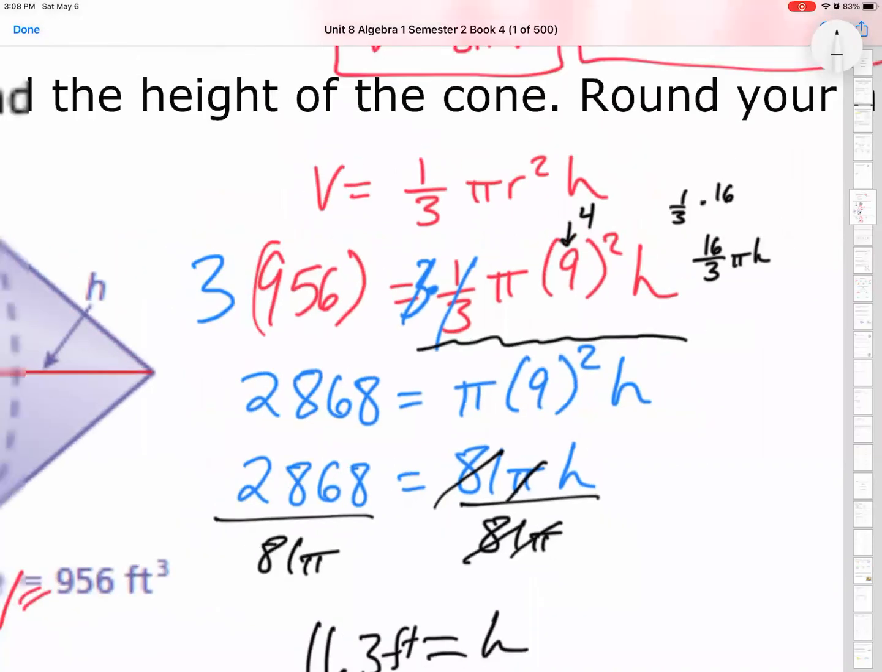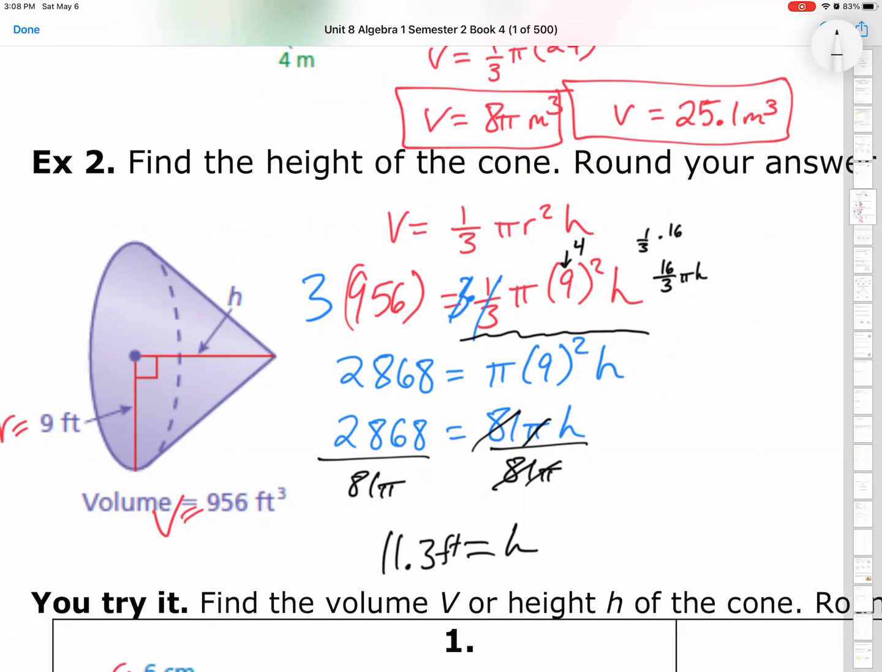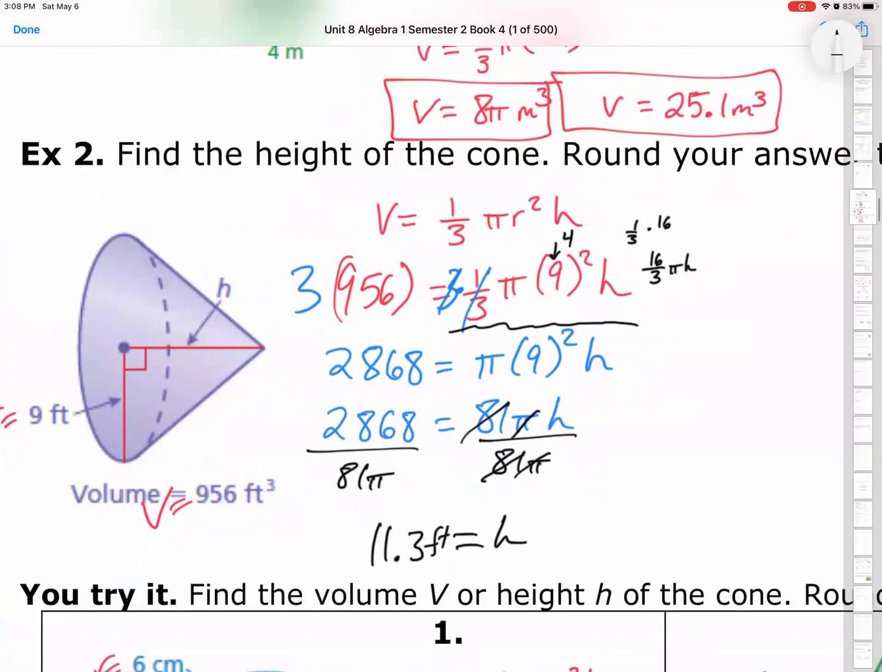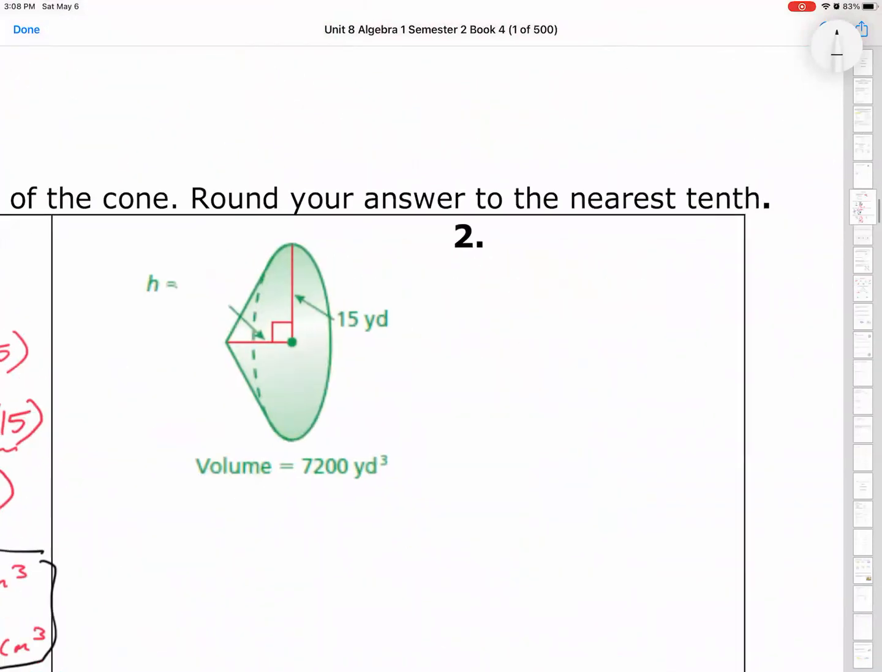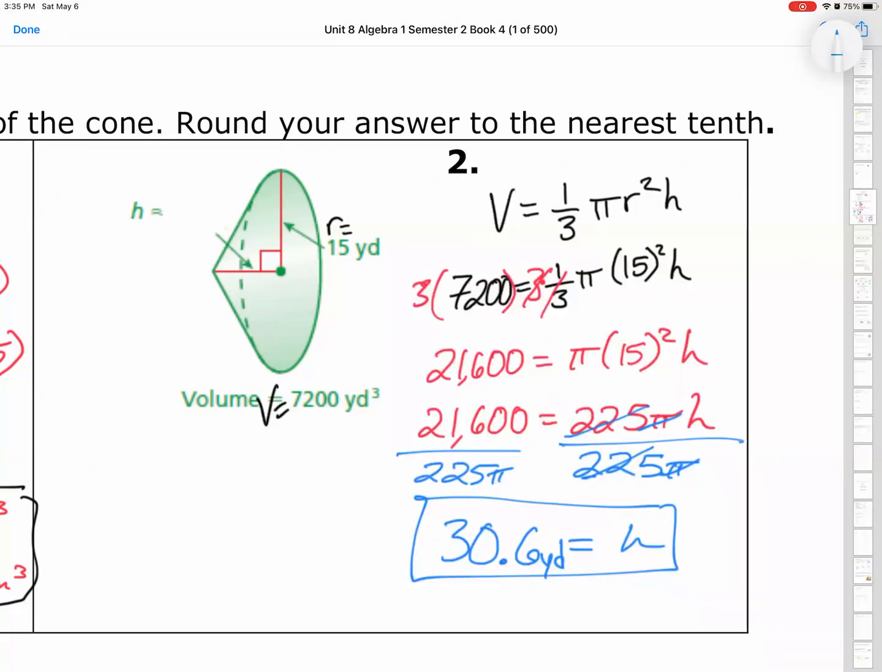All right, go ahead, feel free to pause the video if you have any questions on example 2. For the you try it, give this guy a shot. Again, we're looking for another height. We have the volume and the radius given. Go ahead and try you try it 2. All right, and there we have our answer for the you try it. We should have ended up with 30.6 yards for that height. Feel free to pause the video if you have any questions on it.